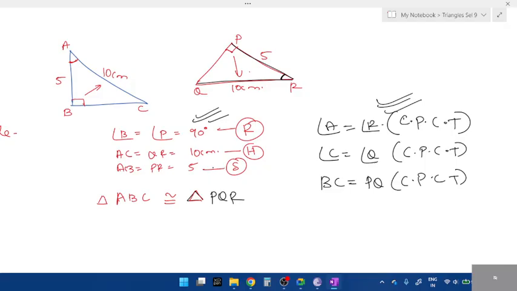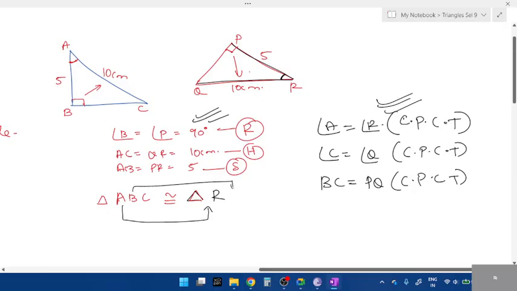Students, why is nobody responding? For angle A, which one? Which angle? R. And for B, which angle is the same? P. And for C, Q. This is the order you have to write. You can't just randomly write alphabetical order PQR. If you write PQR, they'll give you 0.